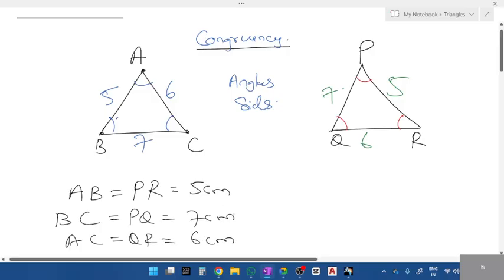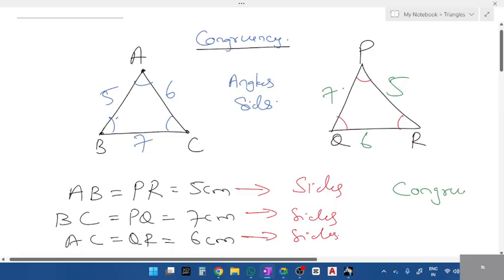If all three sides are equal, what are the things we measured here, students? What three things did we measure? All three sides we measured. All three sides are equal, right? So which means all three sides are equal, then these two triangles are known as congruent. What do you call them? Congruent, which means their size is the same.